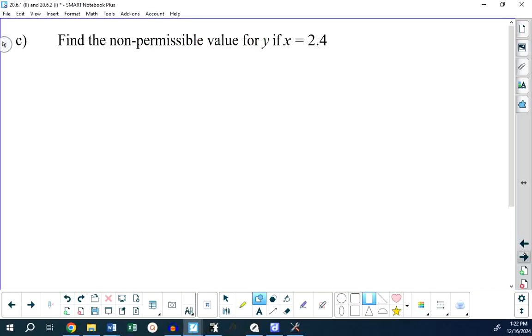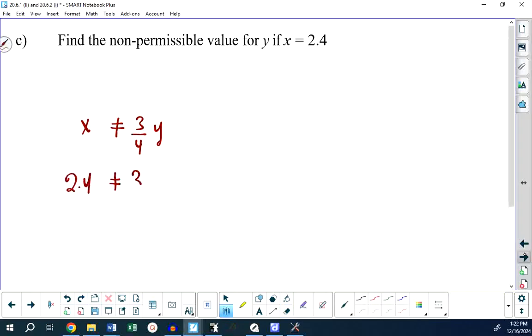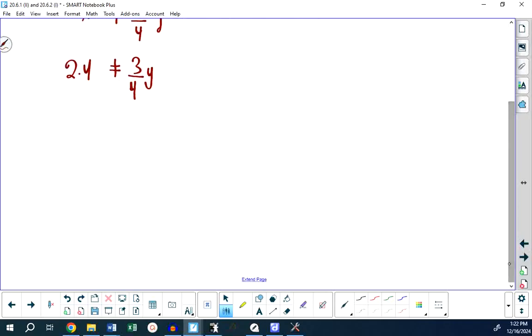Find the non-permissible value for y if x is 2.4. Well, we came to the conclusion that x cannot be equal to 3/4 of y. So what we can do is put 2.4 cannot be equal to 3/4 of y and solve that for y. Right? Multiply both sides by 4. And when I multiply both sides by 4, you better check out my arithmetic. I got a bit of a headache right now, and I might not be thinking clearly, but I think you get 9.6.